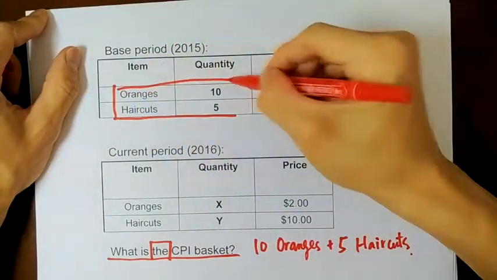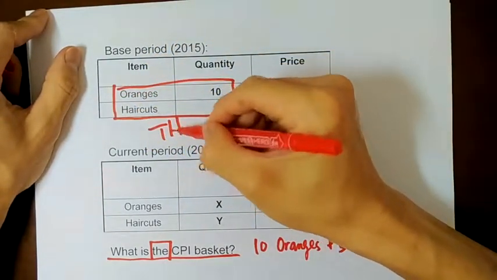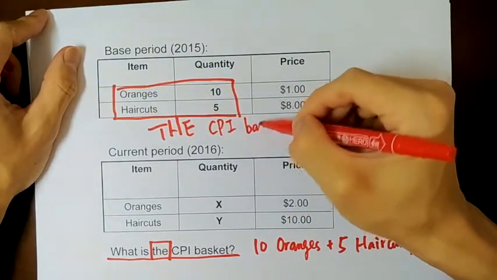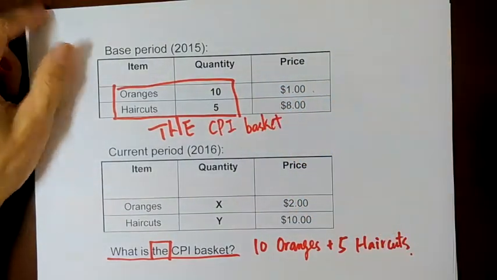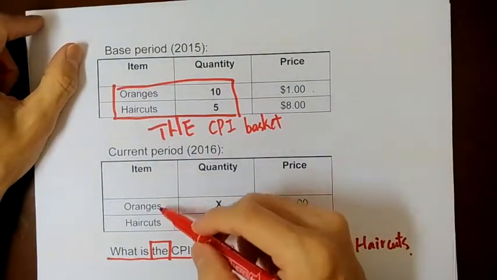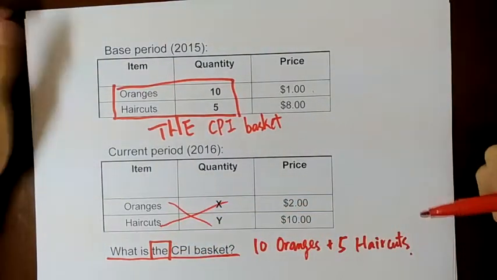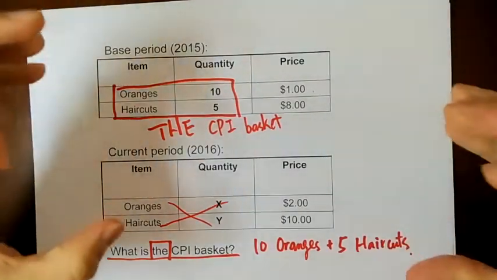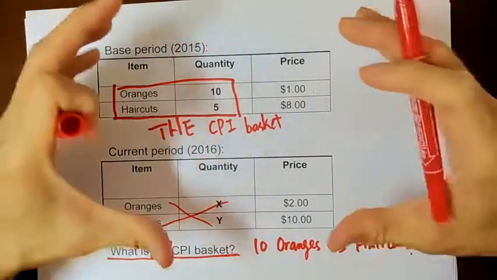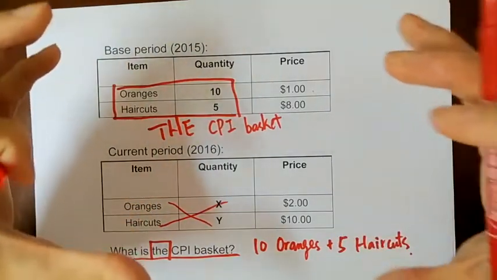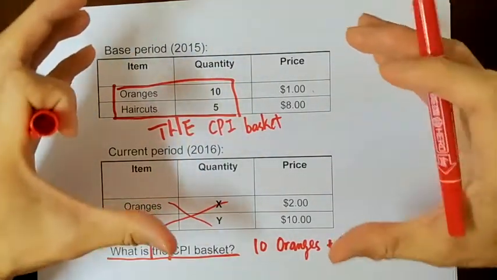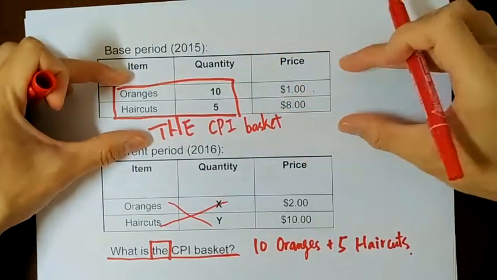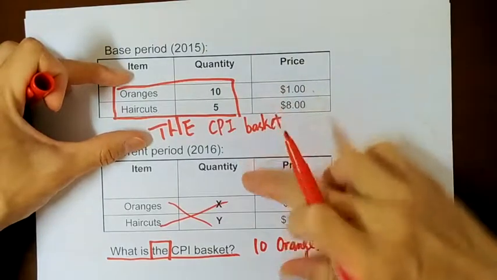This is the CPI basket. This is not the CPI basket. Why? Because we want to choose a basket of goods and to see how the cost of buying this basket of goods changes from one year to another.